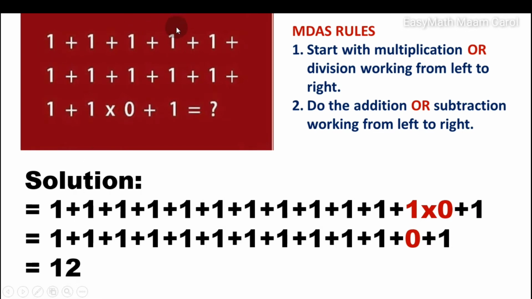Okay, so for this very long series of operations, adding ones with 1 times 0 in the middle or near the end, ito yun. The final answer is 12. So I hope you get the correct answer.